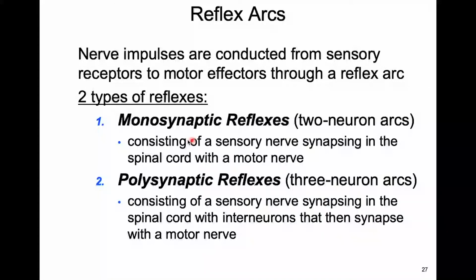Reflexes are set up in two ways. We have monosynaptic reflexes and polysynaptic reflexes. With monosynaptic reflexes, these are the ones that are really, really quick, and these are almost primal or more primitive reflexes. Polysynaptic reflexes just take a little bit longer. With polysynaptic, there are at least 3 neurons involved, so more synapses, hence the name polysynaptic.